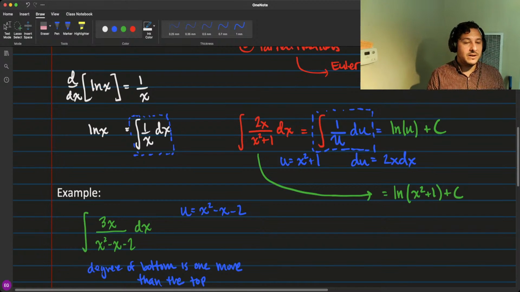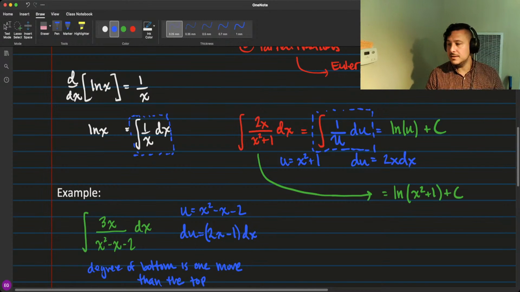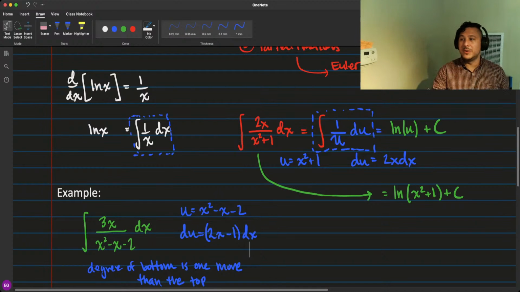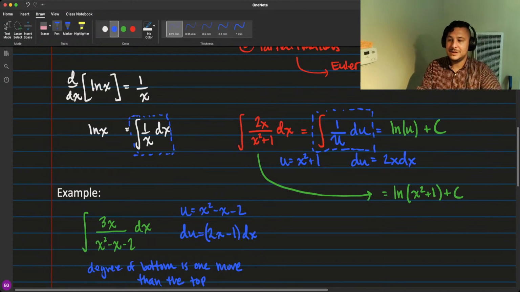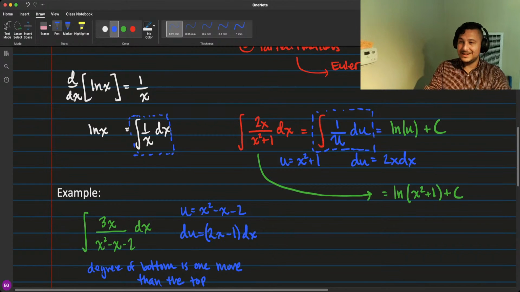So if my u is x squared minus x minus 2, what is my du going to be? My du is going to be 2x minus 1 dx, right? And we are so close to being able to make the u substitution, but what's the problem? What went wrong? Yeah, that minus 1 term.